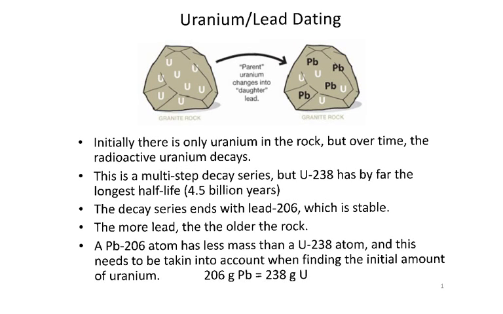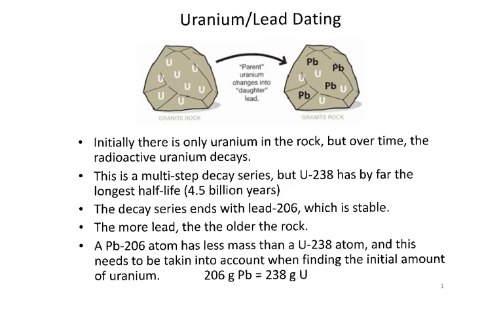In this video, we're going to look at how rocks and other minerals can be dated using uranium-238 and lead-206. The idea behind this dating technique is we have rocks that initially contain some amount of uranium. Because uranium is radioactive, over time that uranium decays. This is a multi-step decay series, but because uranium-238 has by far the longest half-life, that's what we can use for dating the rock.